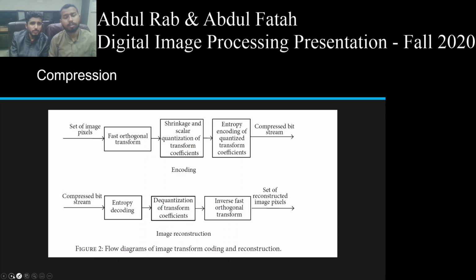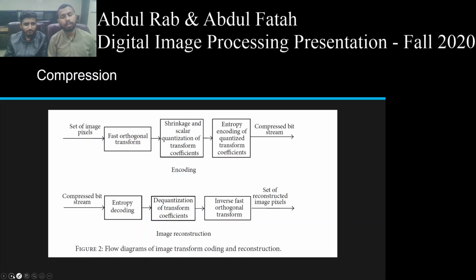Now we will discuss the compression of images. As we discussed in previous slides about compression, we also looked at some of the transformations which have applications in image compression. So now we'll look at the definition of what compression is, and how this is done in image processing. So Abdul Rab, please describe this one.